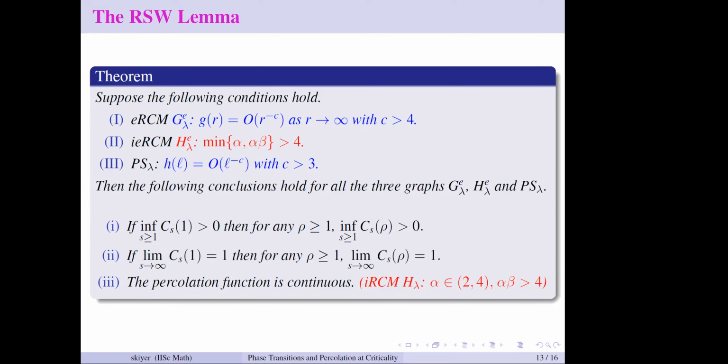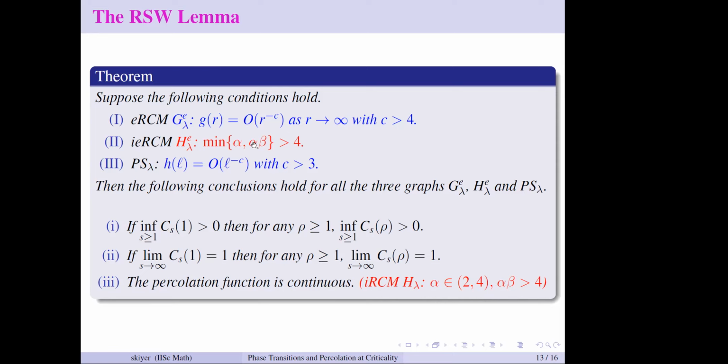Now, in Hazra's paper, which was then extended to the continuum by Deprez and Wüthrich, they show for the inhomogeneous random connection model, by a completely different technique, that the percolation function is continuous under this condition. Of course, that technique works for all dimensions. I've just written the result for dimension 2 here.